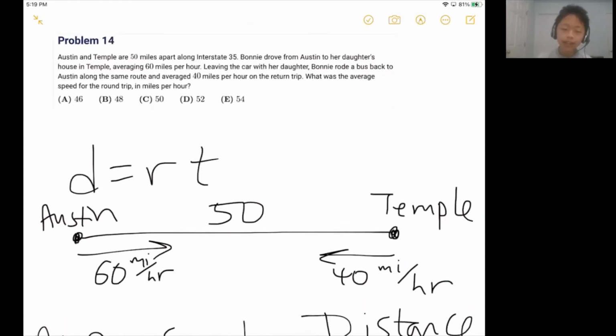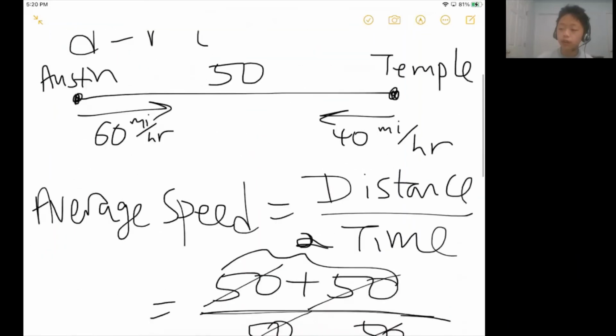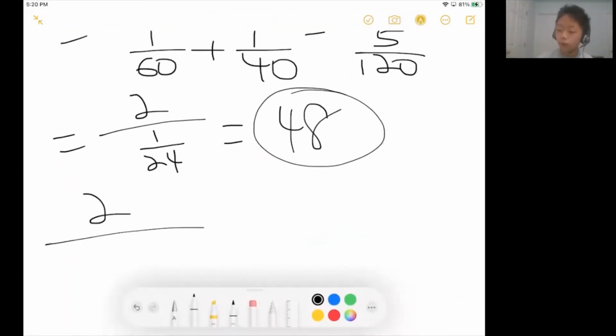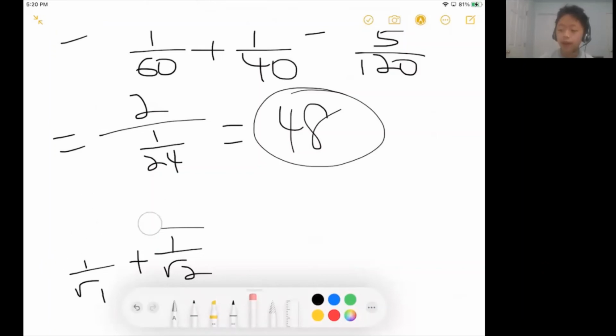Yeah. So I guess this is a very common classic kind of question. It turns out you can repeat the process for general numbers, and you can find that in general, the answer is going to be 2 over 1 over R1 plus 1 over R2, where R1 is the rate going there and R2 is the rate coming back. Turns out that's a general formula for the average speed. But that assumes that the distance is constant. You have to travel the same distance going there and coming back.